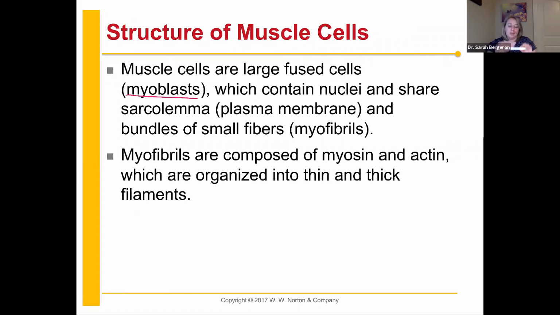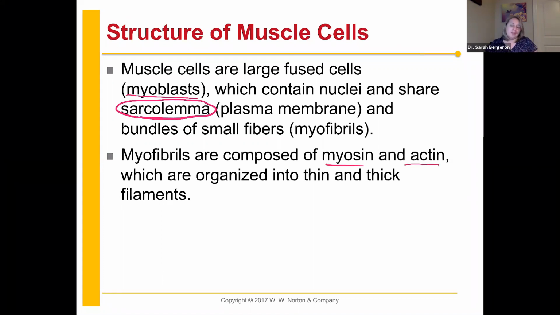These myoblasts are cells that are covered in a plasma membrane, just like normal cells, but we call this plasma membrane something special. We call it the sarcolemma. It's still a plasma membrane, but we call it something special because it's muscle. And inside of these muscle cells, you have basically strands of bundles of fibers, and we call these strands myofibrils. The myofibrils are composed of myosin and actin.